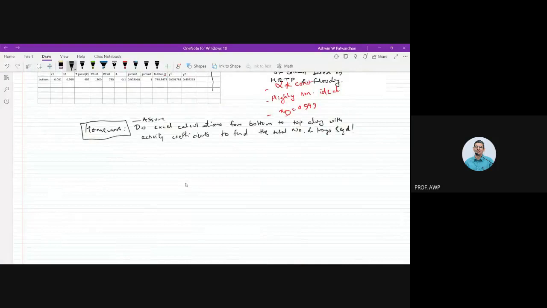Sir? Yeah. So for assuming the reflux ratio, as you told us, we generate the isobaric data. Correct. Anyway, it is only an assumed value of R, right? We are not doing optimization yet.